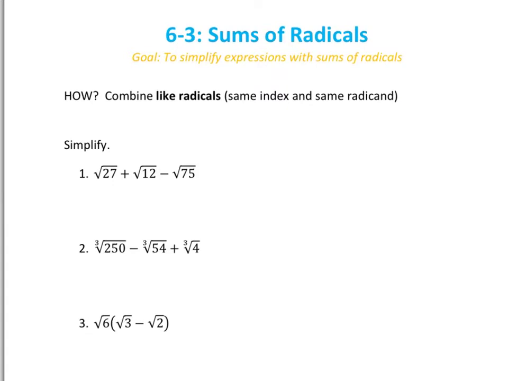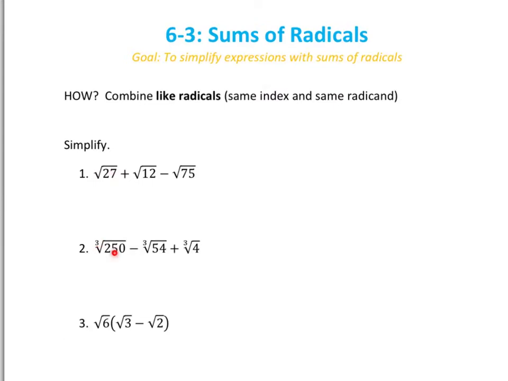So 6.3 is just about adding and subtracting radicals. In order to add and subtract them, you have to have like radicals, okay? And like radicals means two things: same index, right? Remember, the index is the number on the outside of the radical, so the index for these are 2, the index for these are 3. Okay, same index, but also the same radicand. And the radicand is the number that's on the inside. So you have to have the same number on the outside and the same number on the inside, all the way through in order to combine them.